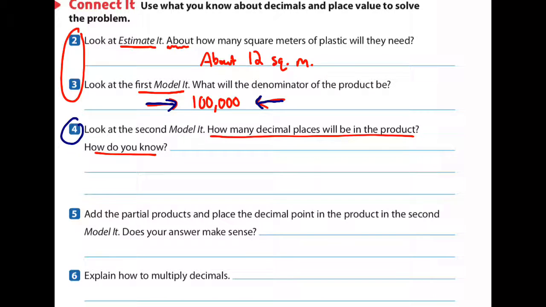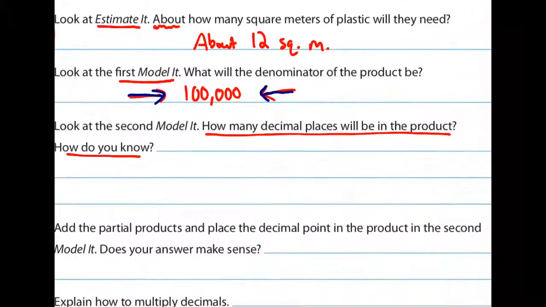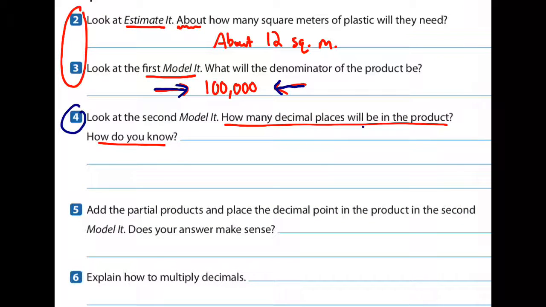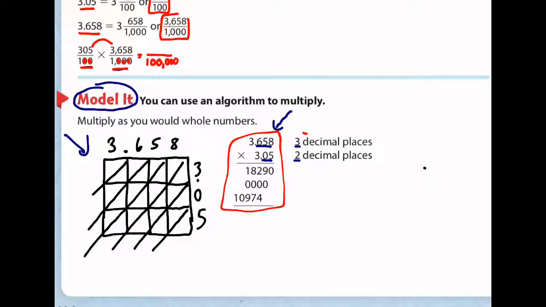All right, let's see how you did in number 4. So it says how many decimal places will be in the product? How do you know? So first thing, I'm going to answer the question. There will be 5 decimal places. Now, I'm going to explain how I know, but my question is, did you have 5 decimal places? So let's go back and I'll explain how I know.